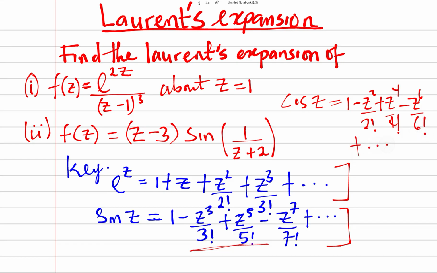Do you get what I'm saying now? So cos is even. Let me write it for you. For the Taylor expansion, cos is even, and sine is odd. So you should note that.